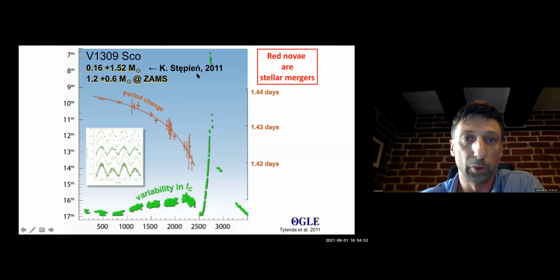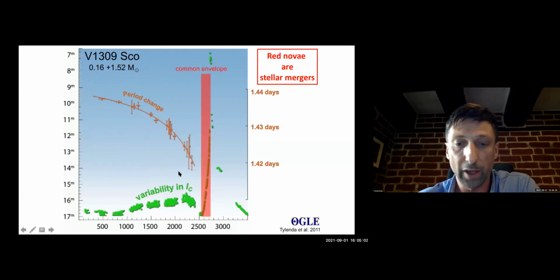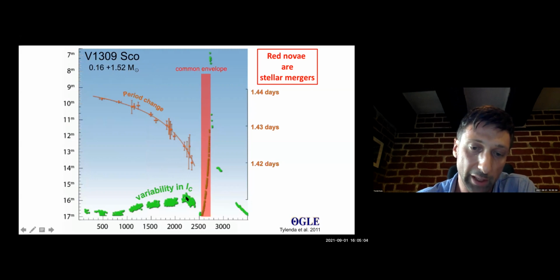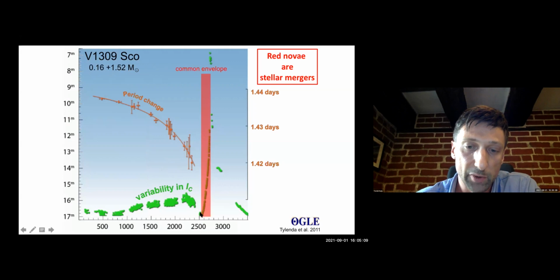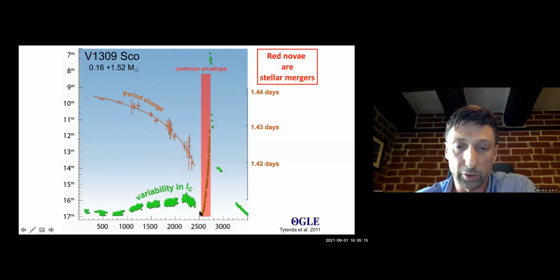To read about this, go to Stępień's paper. So why do we talk about this object here? It's because after shortening its period, it entered the common envelope phase. You can see that the binary variability that we observed for many years disappears just before the eruption. And the common envelope phase was very short. It lasted only a few weeks, or maybe months.